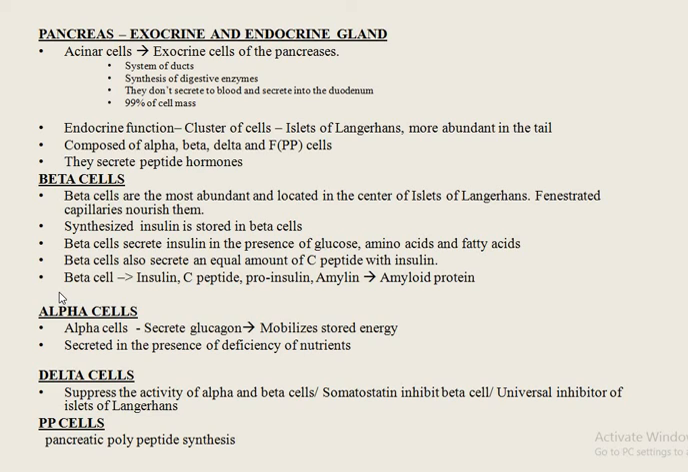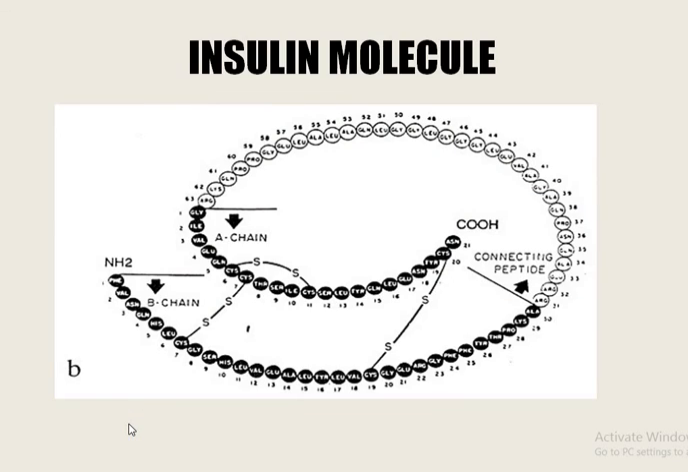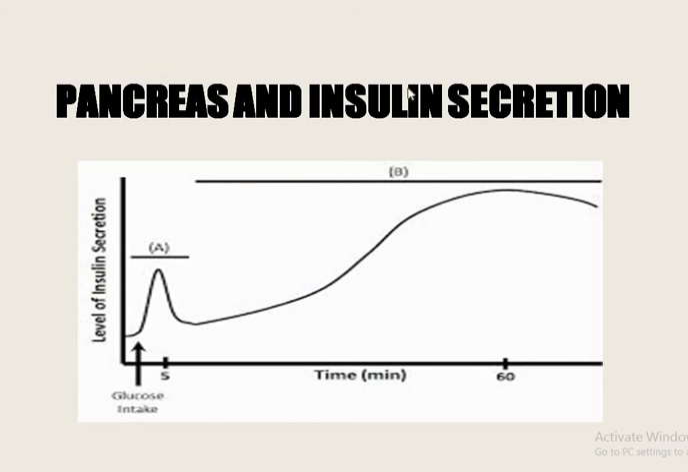So the beta cells, as I told you earlier, are involved in the secretion of insulin, but not only insulin, but also C-peptide and proinsulin with amylin. The alpha cells are in charge of secretion of glucagon. Delta cells suppress the activity of beta as well as alpha cells, and the PP cells, like the name says, pancreatic polypeptide synthesis. And as I told you earlier, this here is a graph on insulin secretion.